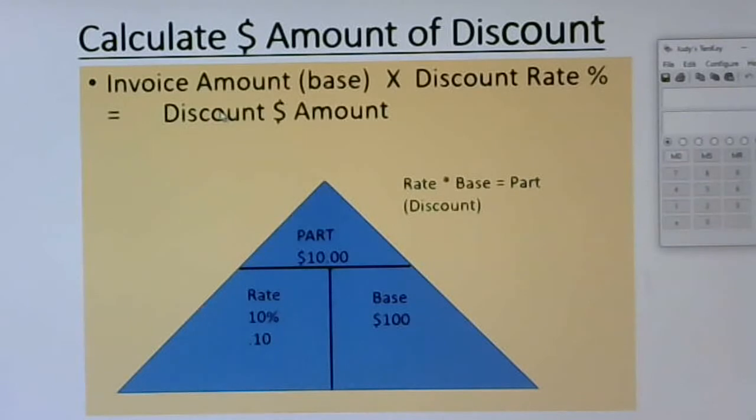So if I have an invoice, the invoice amount, that's my base. We're going to be using this triangle for other problems. My base is the amount that I owe, the invoice amount, the total amount that I owe, times the rate of the discount will give me the discount dollar amount. So rate times base, or base times rate, it doesn't matter which way you say it, will equal the amount of discount.